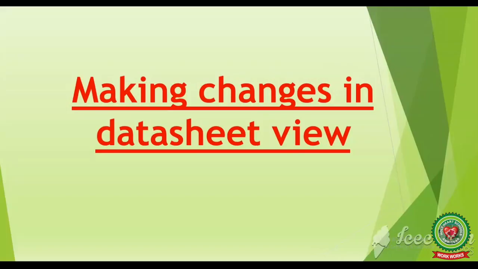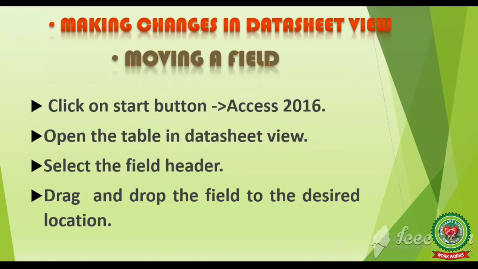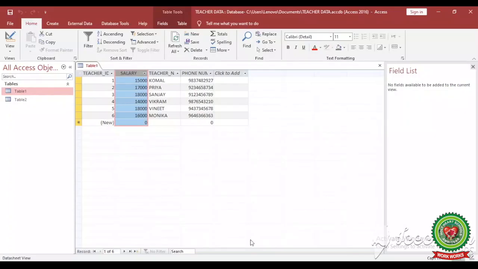Next is making changes in datasheet view. How we can do the different changes in datasheet view. First is moving a field. How we can move one field from one place to another. So these are the steps to moving a field. I'll tell you practically. Now students, open the table in datasheet view.